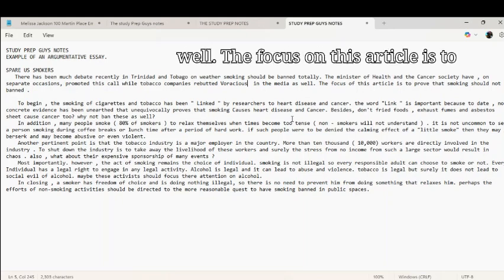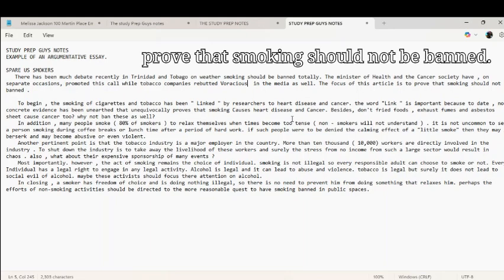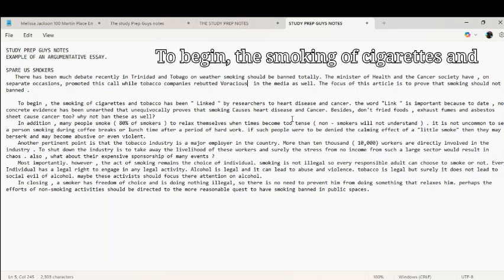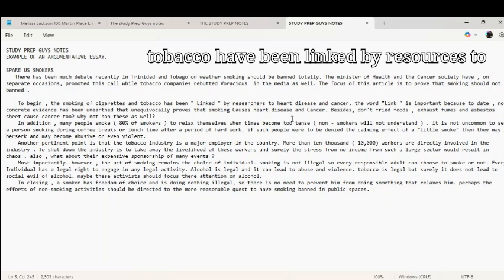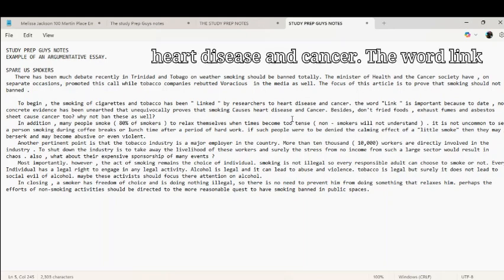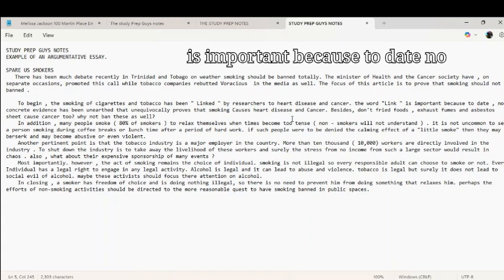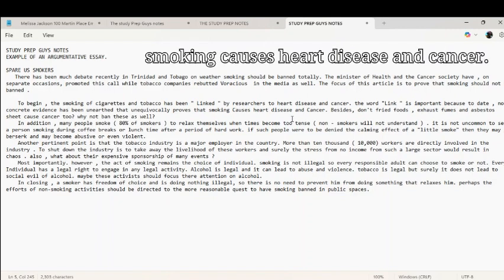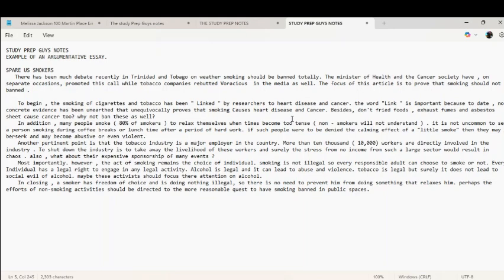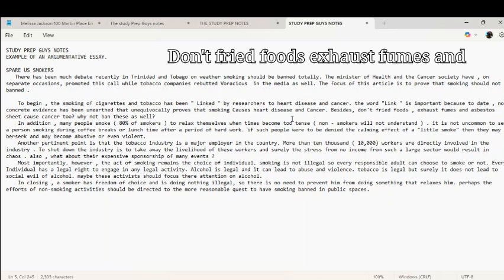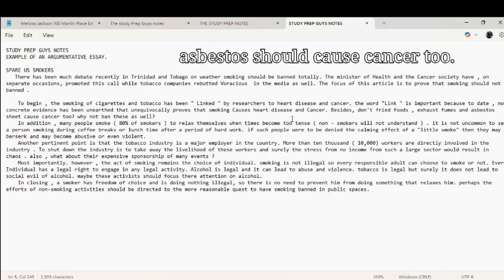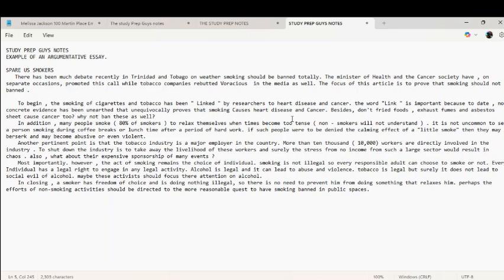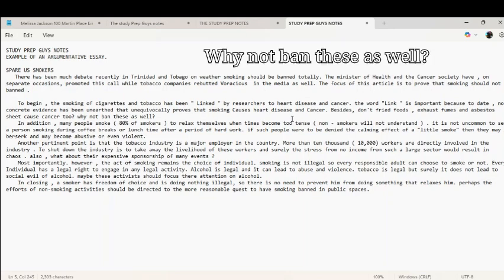The focus of this article is to prove that smoking should not be banned. To begin, the smoking of cigarettes and tobacco has been linked by researchers to heart disease and cancer. The word "link" is important because to date, no concrete evidence has been unearthed that unequivocally proves that smoking causes heart disease and cancer. Besides, don't fried foods, exhaust fumes and asbestos sheets cause cancer too? Why not ban these as well?